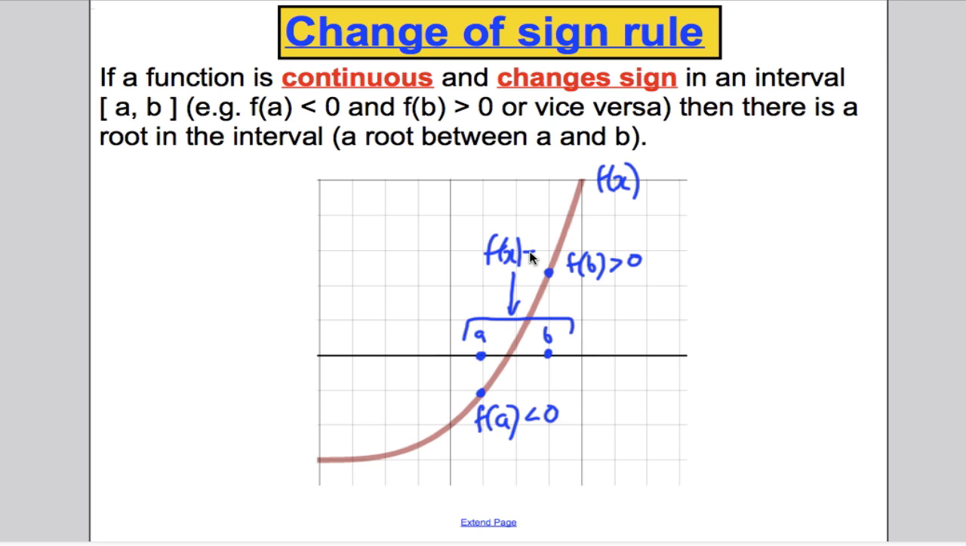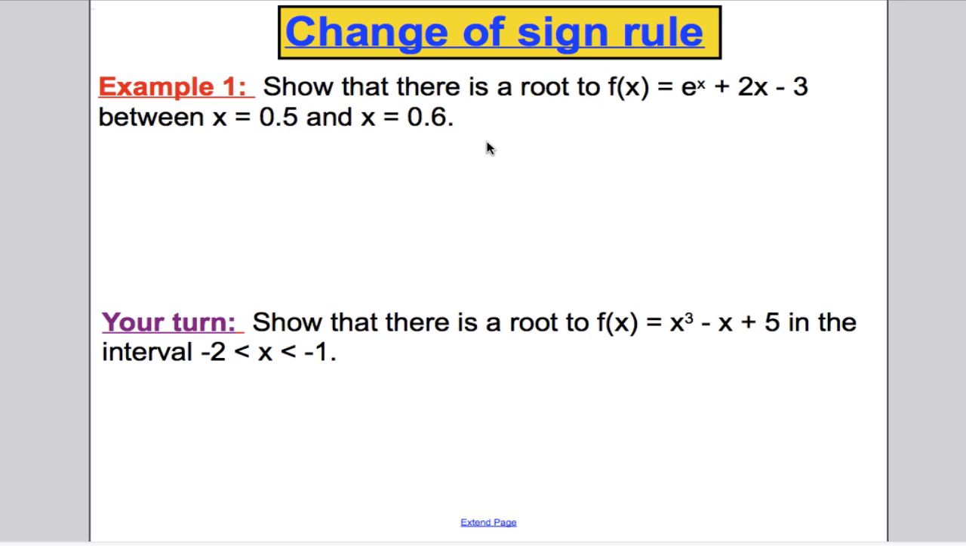f of x must take the value 0, and that's as long as it's continuous. So that's a change of sign rule. Let's apply this change of sign rule then. Here's an example. Show that there is a root to the following function between x is 0.5 and 0.6, and this is how you do it. You would work out what f of 0.5 is equal to.